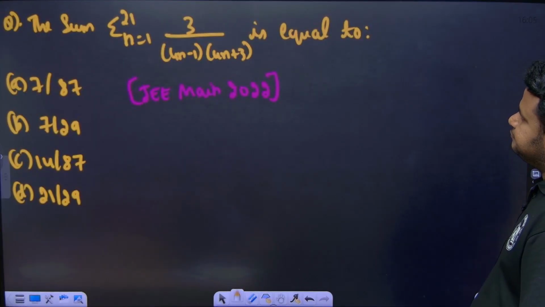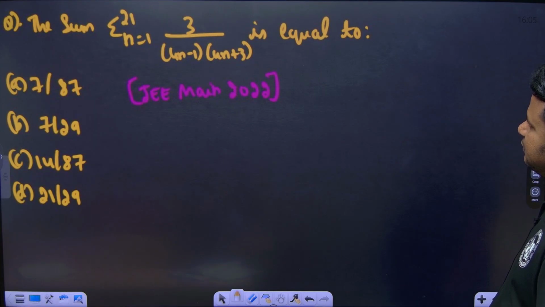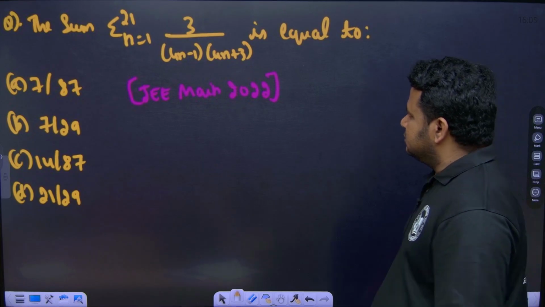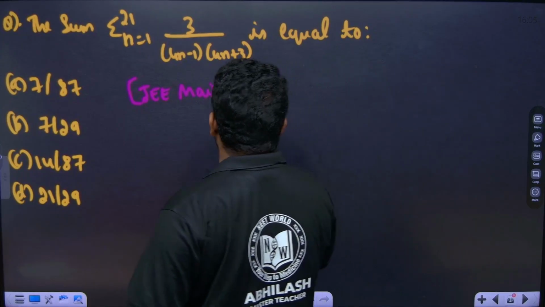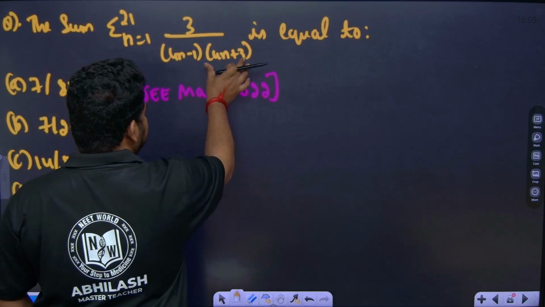Look at this. They are telling the sum, n is running from 1 to 21, summation of 3 by (4n minus 1)(4n plus 3) is equal to what? This is the question. So, what we can do? Here 3 is there in the numerator. Here denominator I am having this.